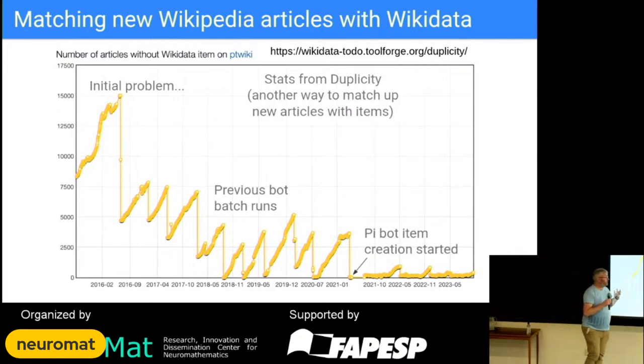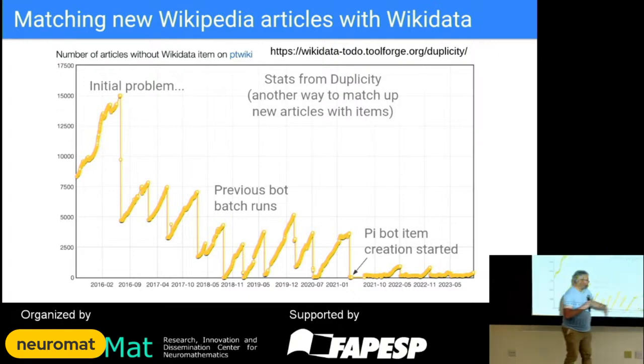Whenever they removed it, I'm assuming, but I shouldn't. It basically was running repeatedly. And when it was not running, you saw these quick ramp ups. So this is the rate of new articles created on Portuguese Wikipedia. So then in early 2021, so this was one of my pandemic projects, I started running PyBot on this. And you can see since then, it shot down near zero and it stayed very low. So this is because it's continuously running every single day.